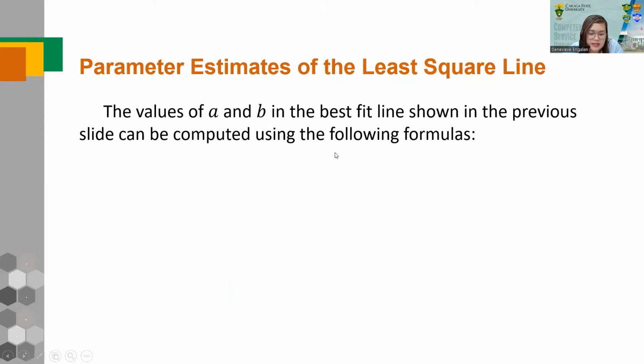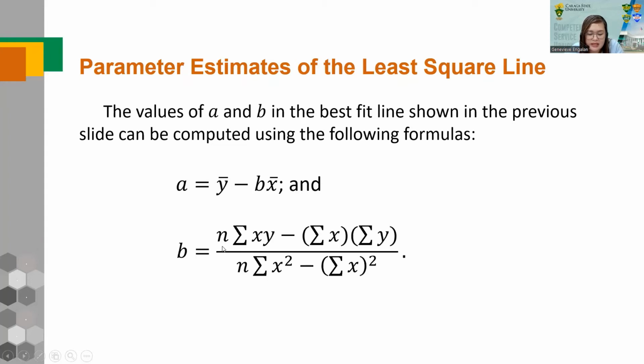So these are the parameter estimates of the least square line. You have the values a and b, and the best fit line shown in the previous slide can be computed using the following formulas. a is just equal to y bar minus b times x bar, and b is equal to n times summation of x times y minus summation of x times summation of y over n times summation of x squared minus summation of x quantity squared.